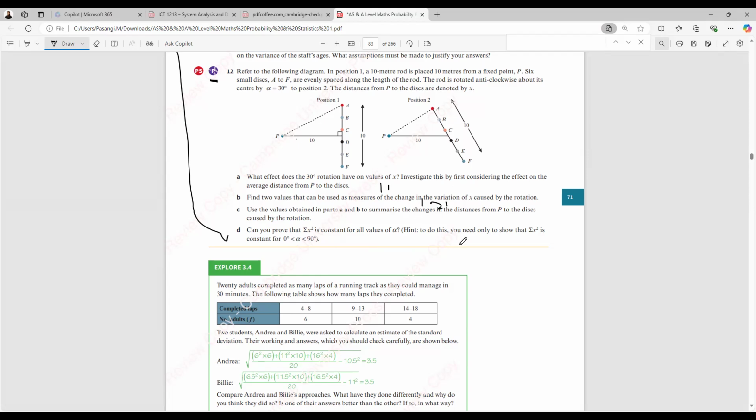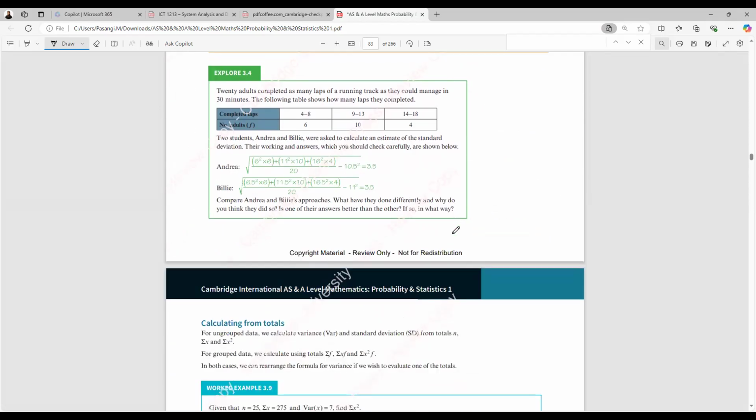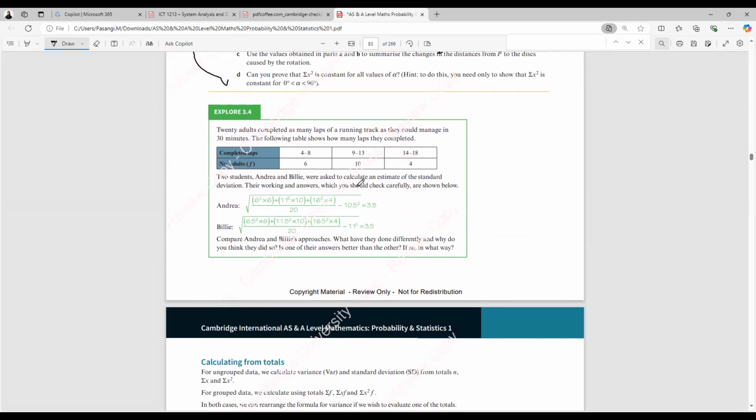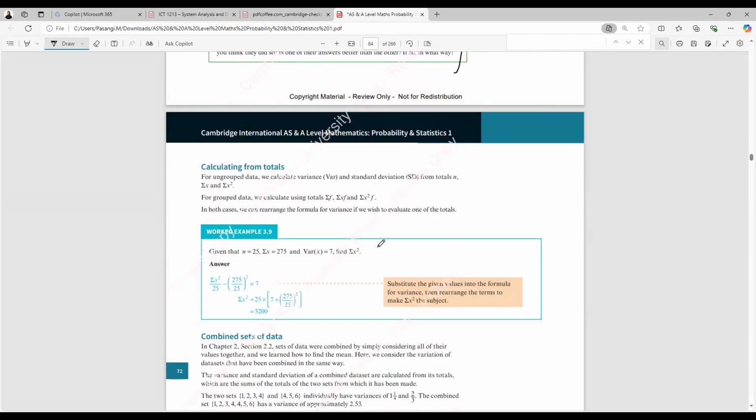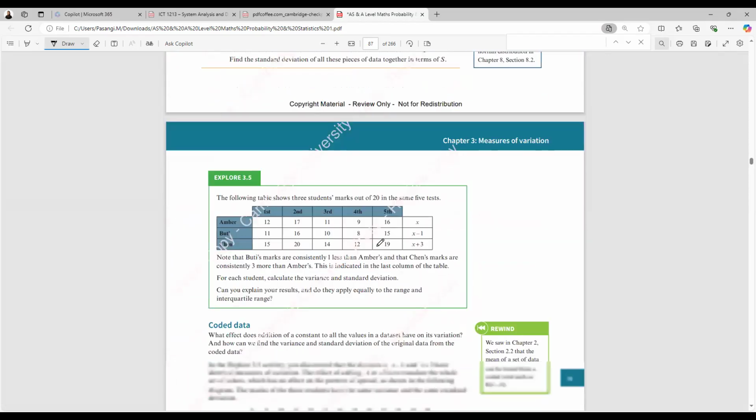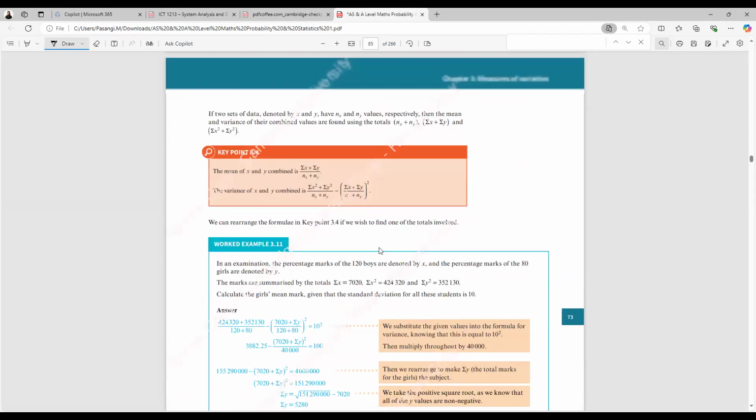Okay, so that is it. And then for 3.4, this one compares. You also have to try it, because it is a numerical question, so just try on those ones. And then combining sets of data.